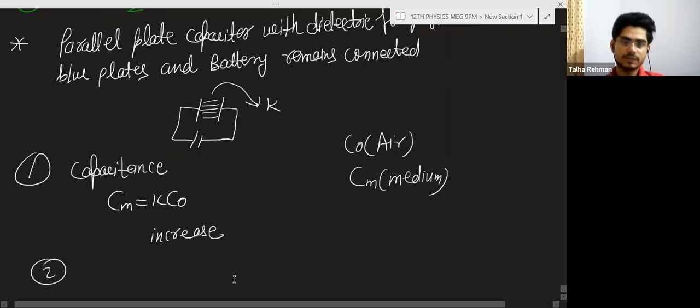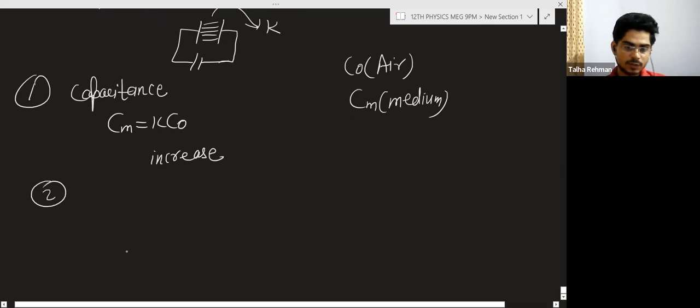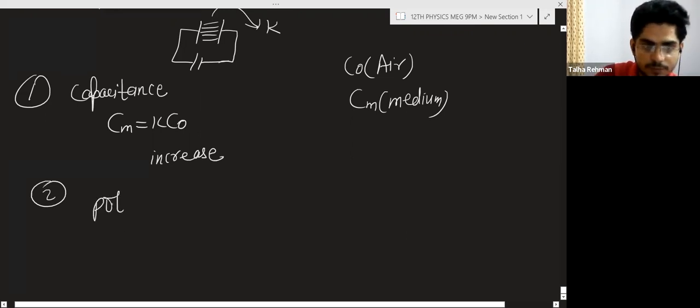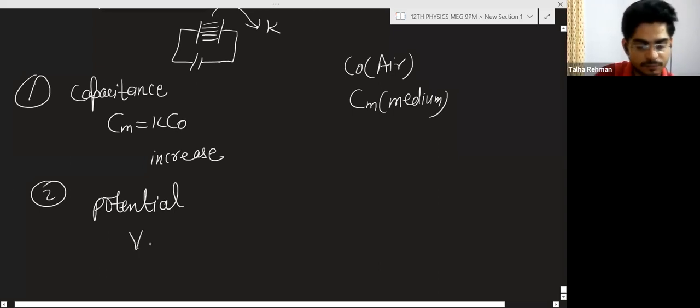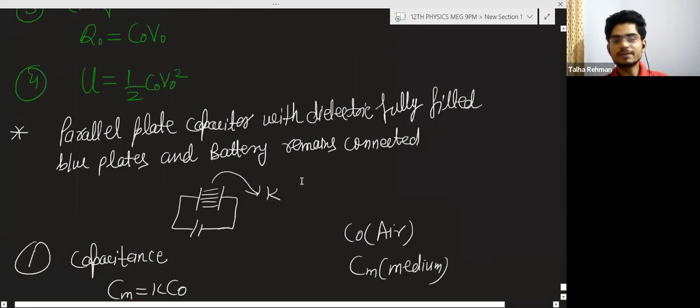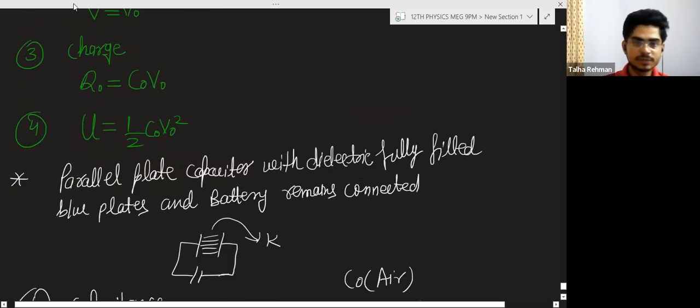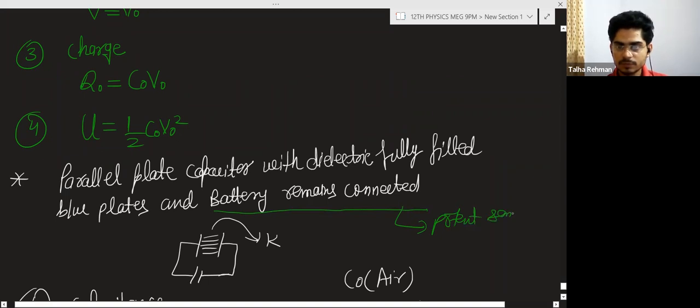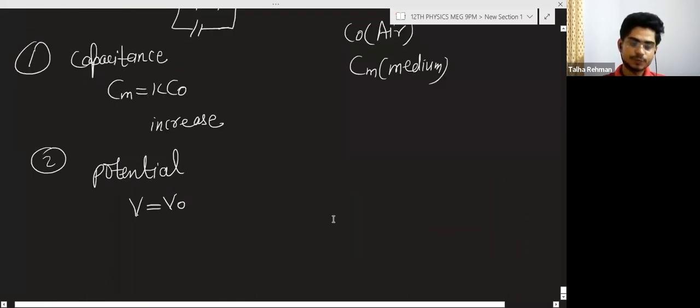Second, if I want to calculate the potential, the potential will remain the same, V equal to V naught, because whenever the battery remains connected, the potential remains the same, that is V naught. So potential V equals V naught.